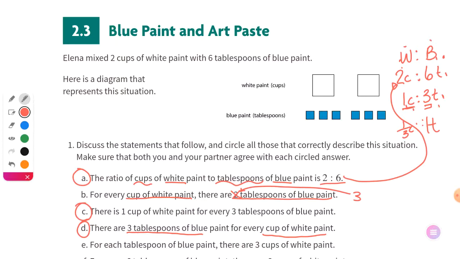So is E correct? Nope. What do we have to change the 3 to? 3, and then it's 1/3.